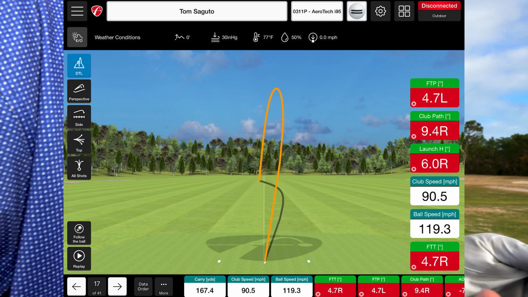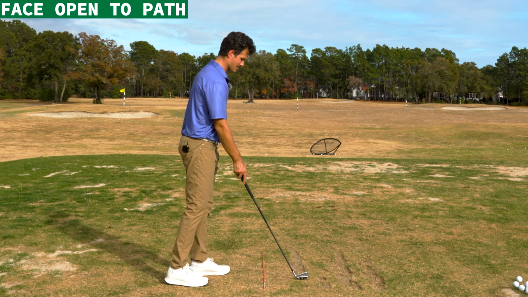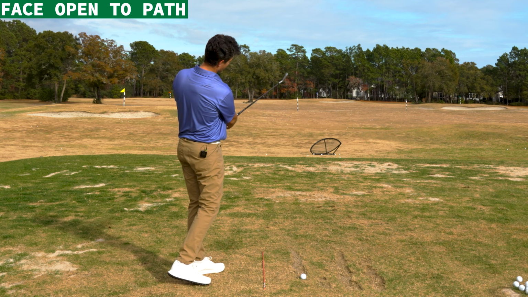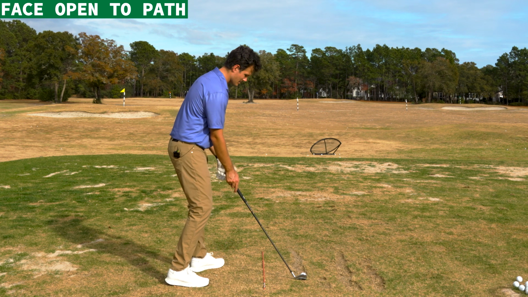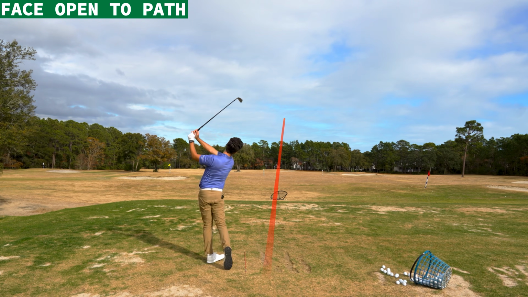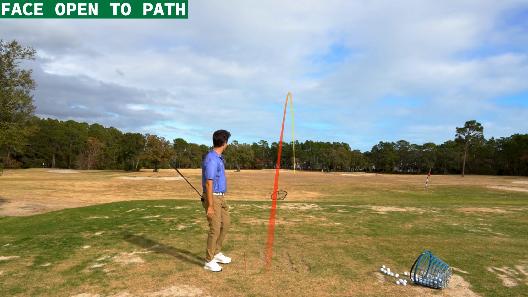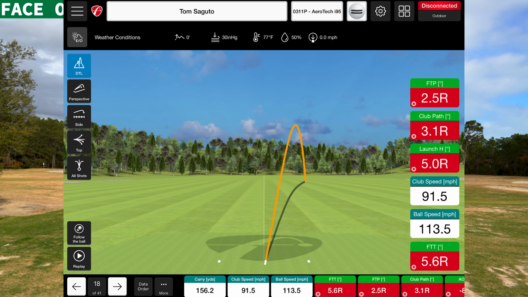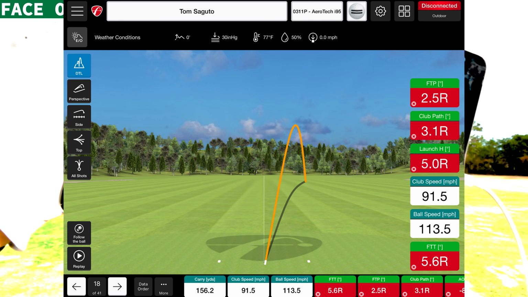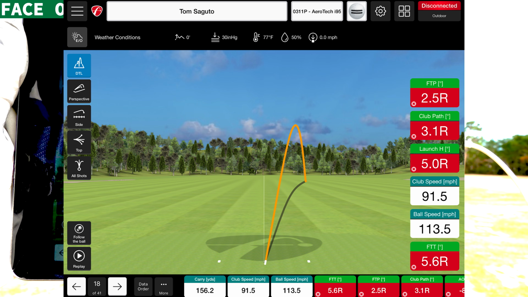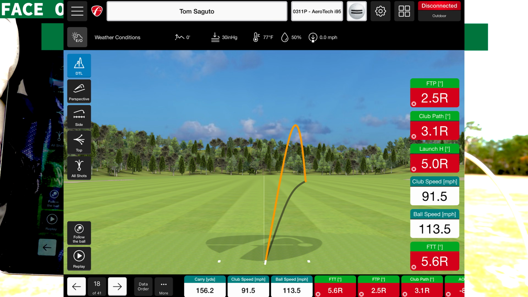I'll take the same swing though and I'll open the club to the path. So I'm going to take the same path, swinging out to the right, but I will not have the face close to the path. I'll have the face open to the path. All right, that ball started right because the face was open to the path.